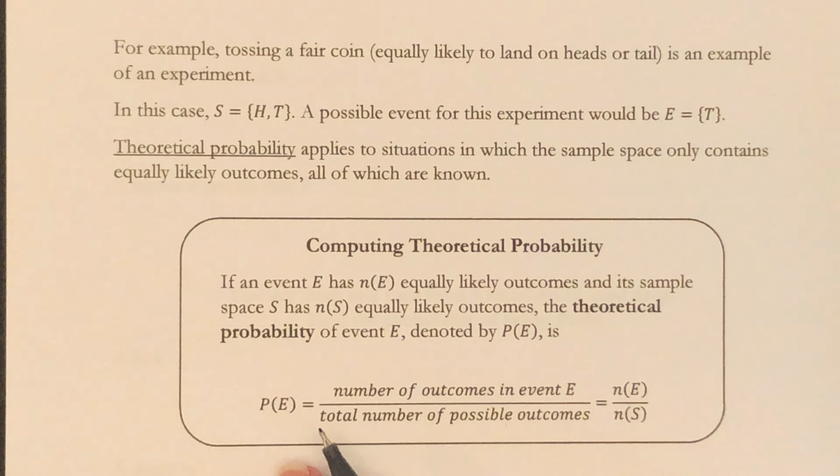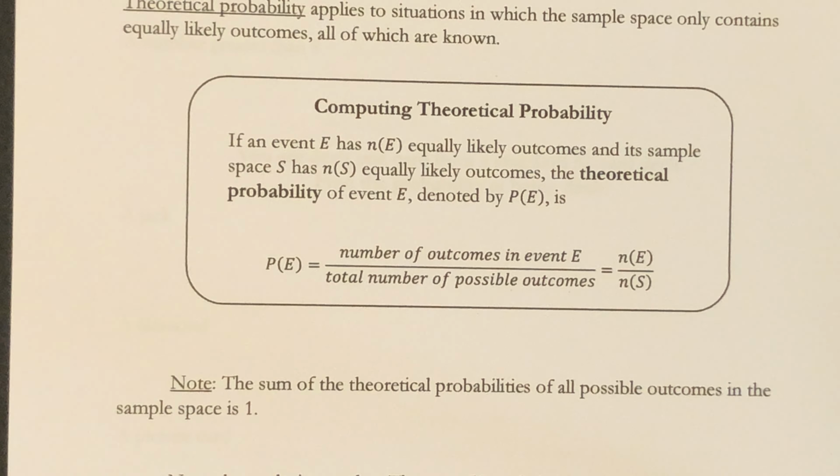Now, one thing you want to be aware of is that our probabilities are going to be a number between 0 and 1. The sum of all of the probabilities of all the possible outcomes is 1. So if something can never happen, its probability is 0. If something will always happen, its probability is 1. Most of the time, we're somewhere in between, and if we add up all the different probabilities, we should get 1.